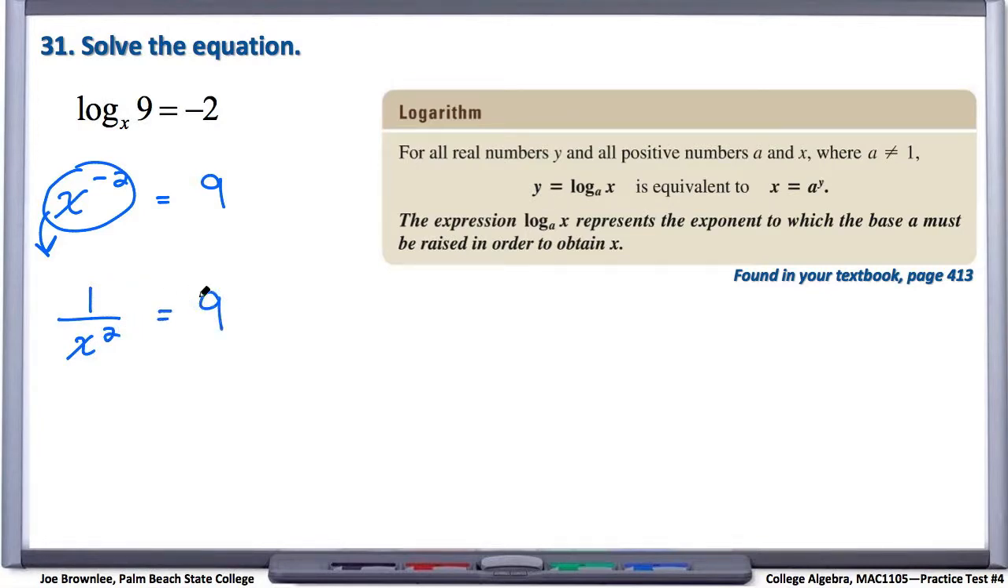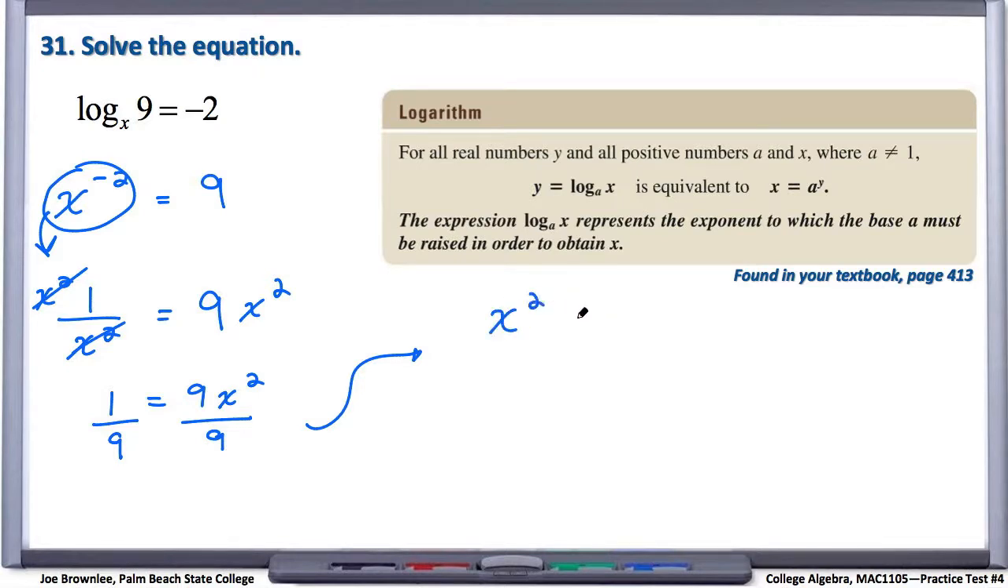And let's just solve this like a regular equation like we would any other time. So we can multiply this whole thing by the common denominator, which in this case is going to be x squared. So we'll multiply by x squared on both sides. On the left, the x squareds cancel, so we're left with 1 equals 9x squared. And we can divide by 9 on both sides, and I'm going to go ahead and write the x squared on the left. So x squared, once the 9's cancel, equals 1 over 9.